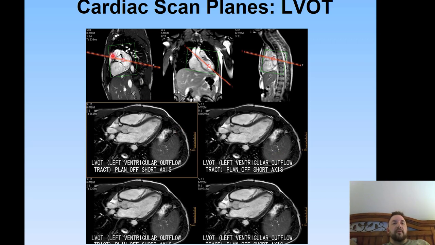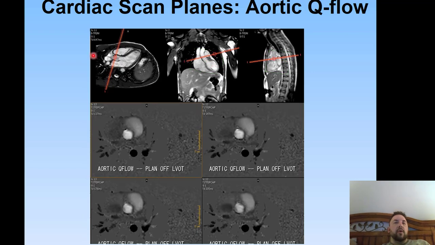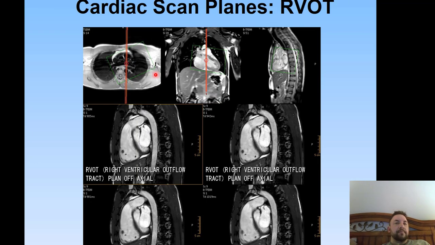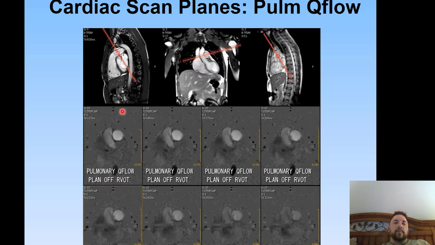Other planes we can do include the left ventricular outflow tract, and then the aortic Q flow would go off of that. Here's the aortic valve. The Q flow would be just distal to that, where they can assess speed of the vessel, blood flow, and volumetric acquisitions. For the RVOT, go straight down the middle so that you get a really good look and can plan appropriately for your pulmonary Q flow. Here's the pulmonary valve, so the Q flow is positioned perpendicular to it.